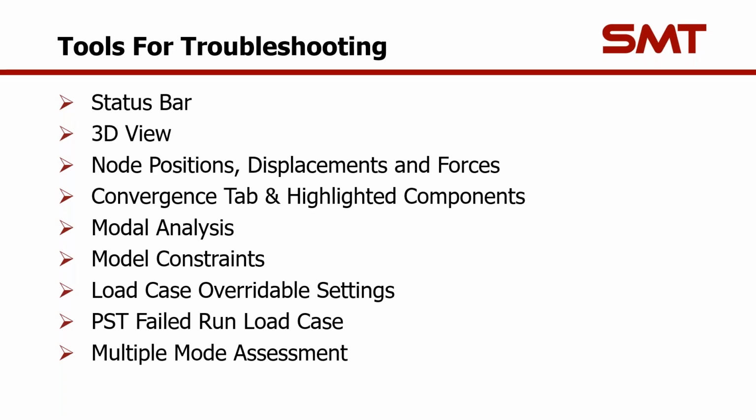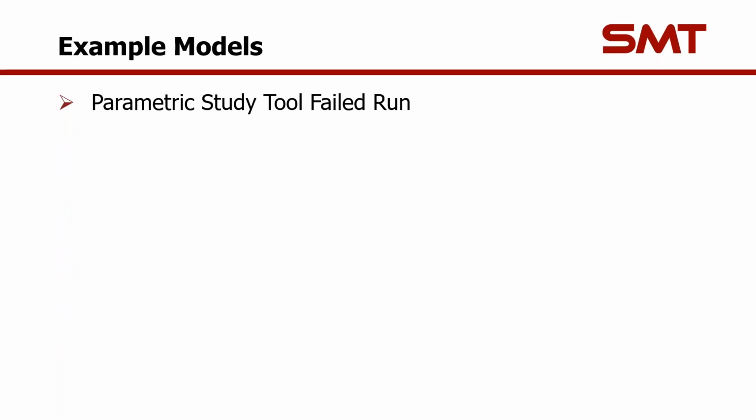So that's the list of tools that we're going to look at, and a good list of tools to start troubleshooting your model in MASTA. And we can now move on to the next bit, where we're going to have a look at some example models and how some of these tools can be used. Now, the first example model is where the parametric study tool has failed. And we can have a look at the different options that are available in MASTA to look at which run has failed and how to advance your search for the problem in the model.